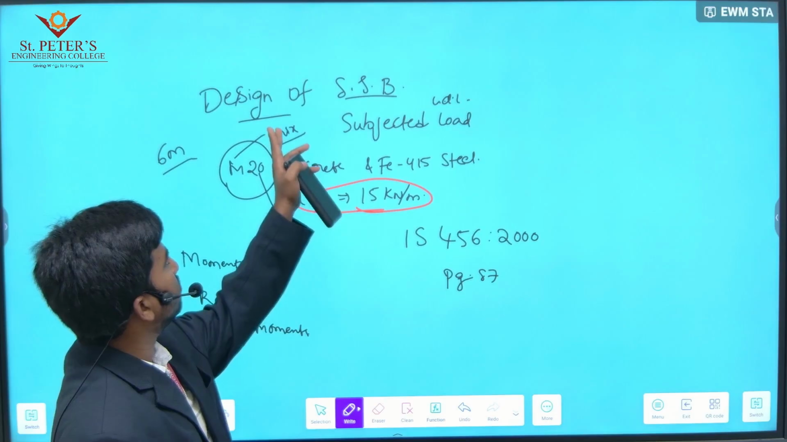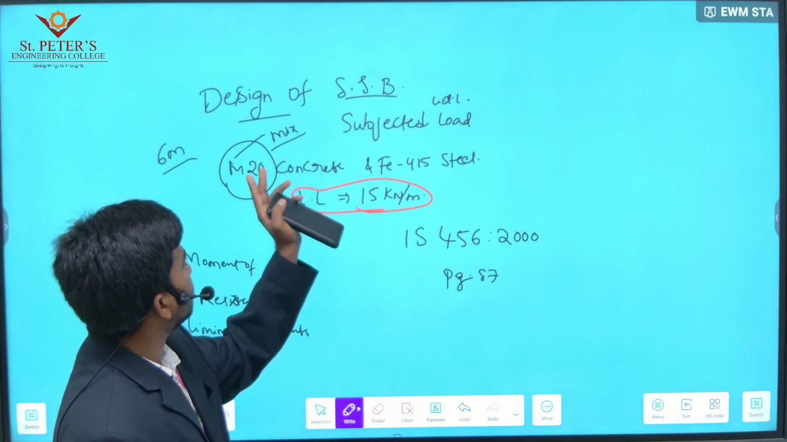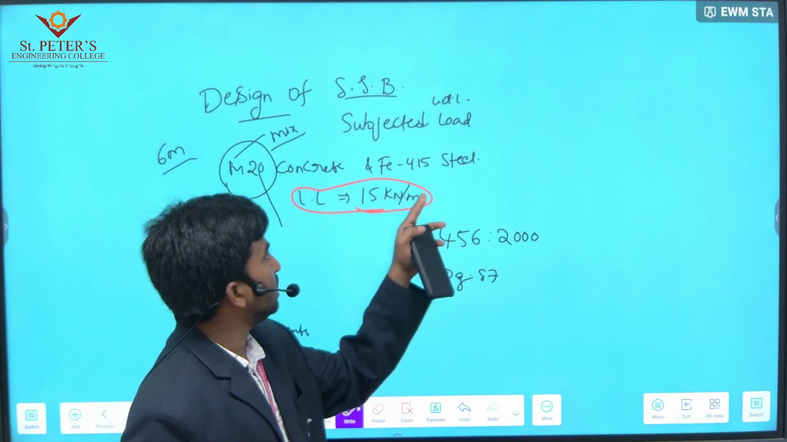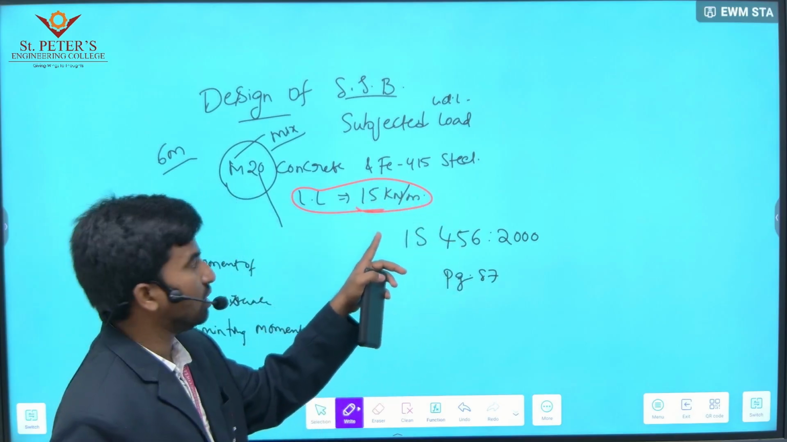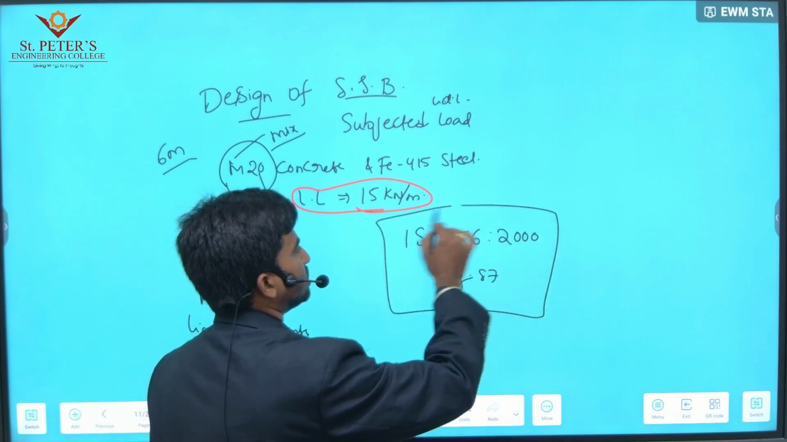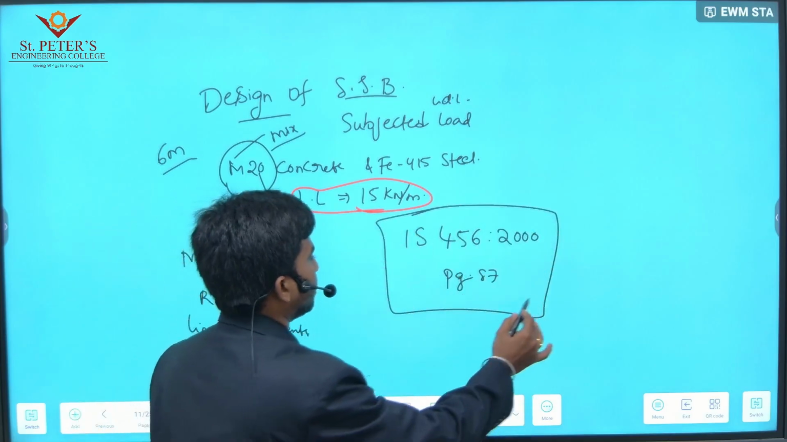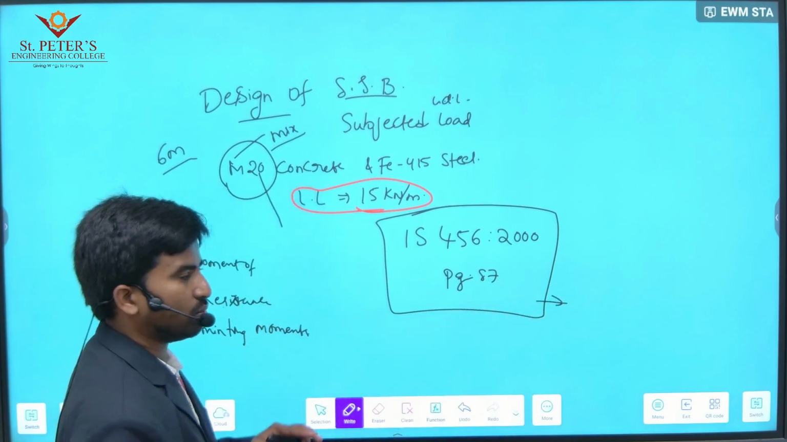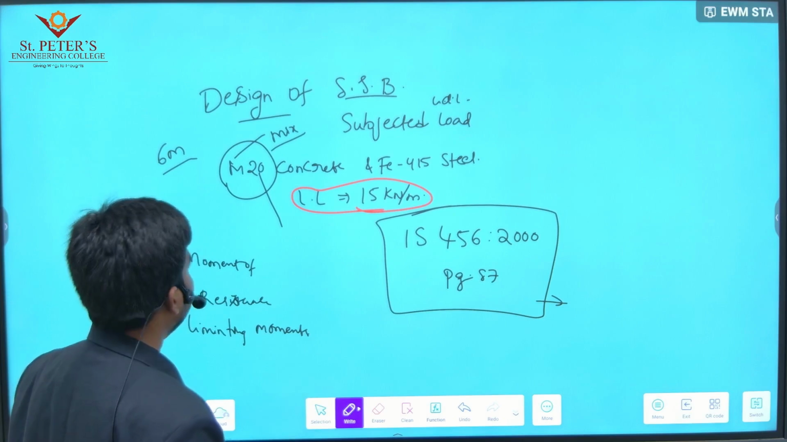Let us take an example: design of a simply supported beam with grade of concrete M20, Fe 415 steel. Live load is 15 kN per meter. We are taking the IS 456 code book, manual calculation, page number 87. We are taking formulas for moment of resistance and limiting moment.